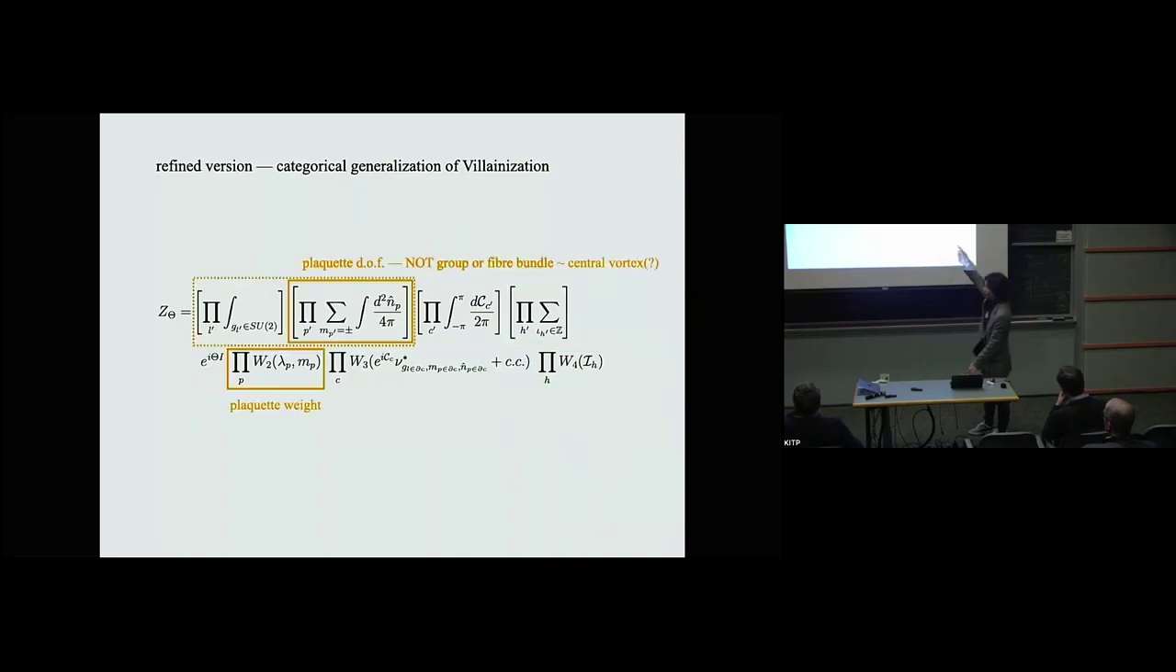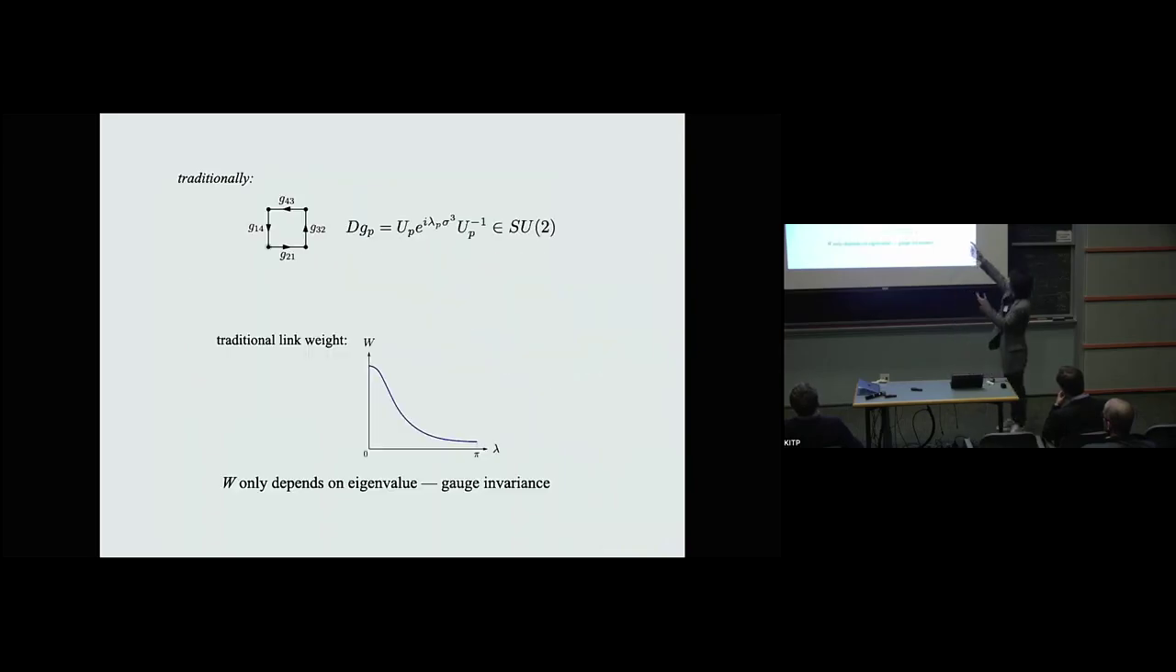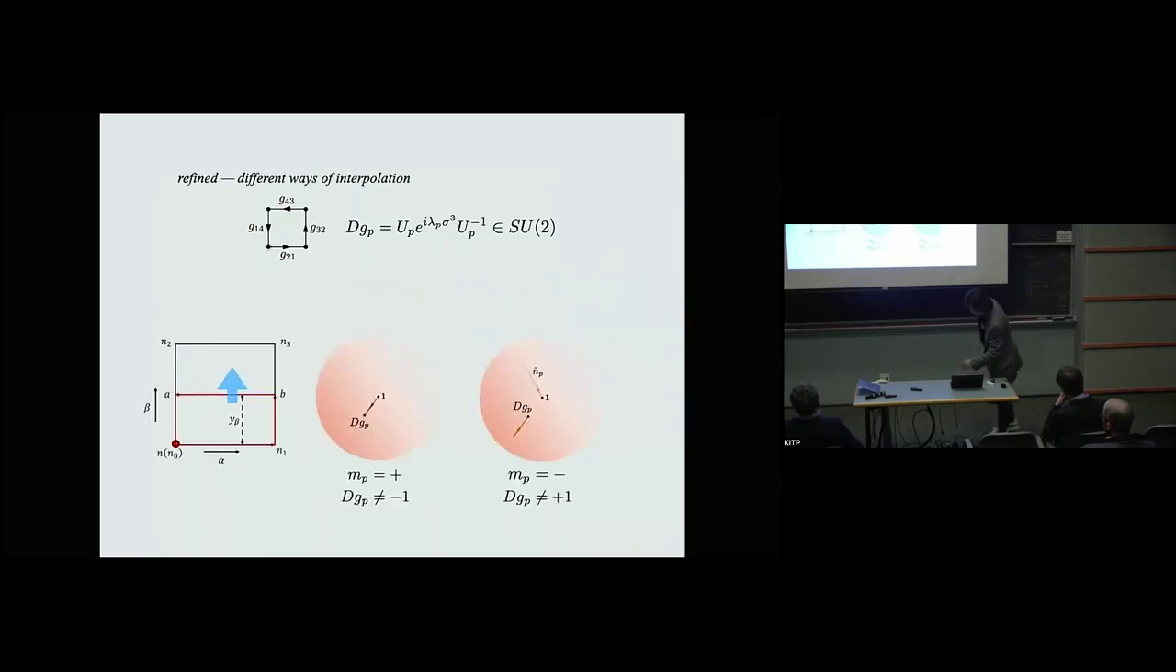Let me just briefly introduce what this non-group thing is. So the traditional Wilson theory considered holonomy around the plaquette, dg, and the weight should only depend on eigenvalue because of gauge invariance. And the weight should look like this, right? The further from the identity, the smaller the weight is. Now, when we think about refining this, we want to think about how the gauge field interpolates into the inside of the plaquette.